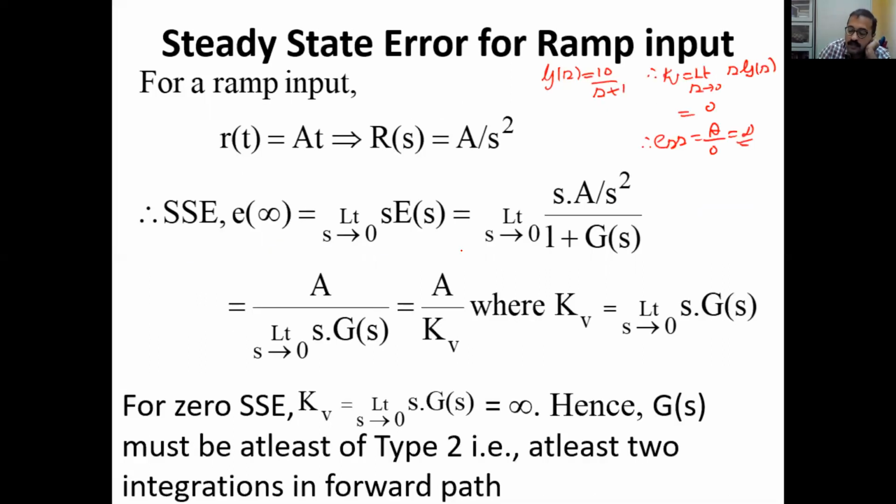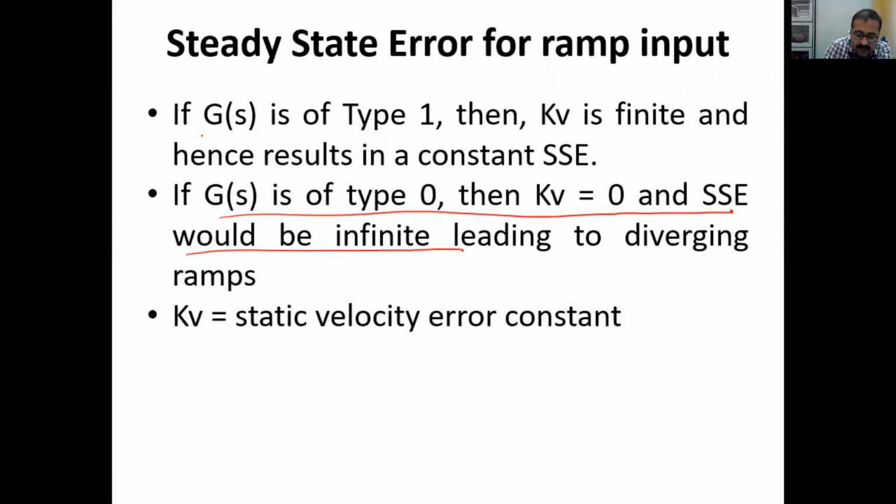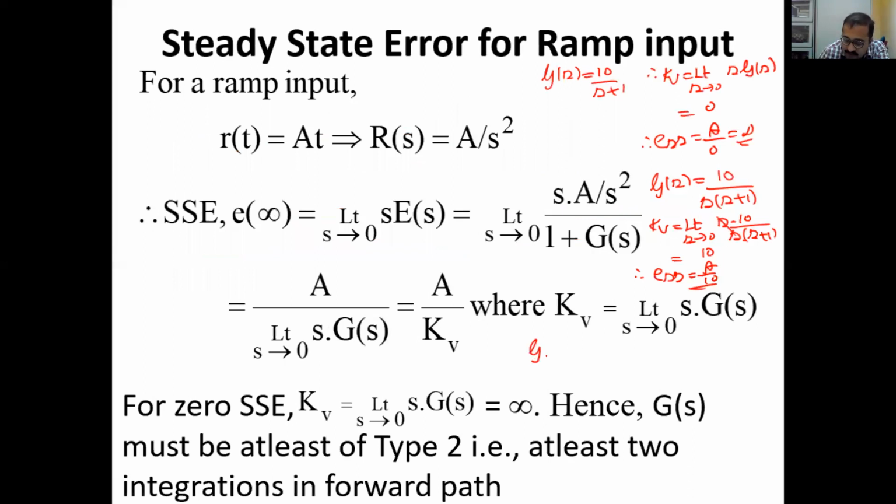Or let us take the next case. g of s equal to 10 by s into s plus 1. Type 1 system. What will be Kv? Limit s tends to 0 of s into 10 divided by s into s plus 1. So this will get cancelled. As s tends to 0, you will get Kv as 10. So what will be the steady state error? It will be A divided by 10, which means it is a finite value. Steady state error will be finite and non-zero. If it is of type 1, then Kv is finite and hence results in a constant steady state error.